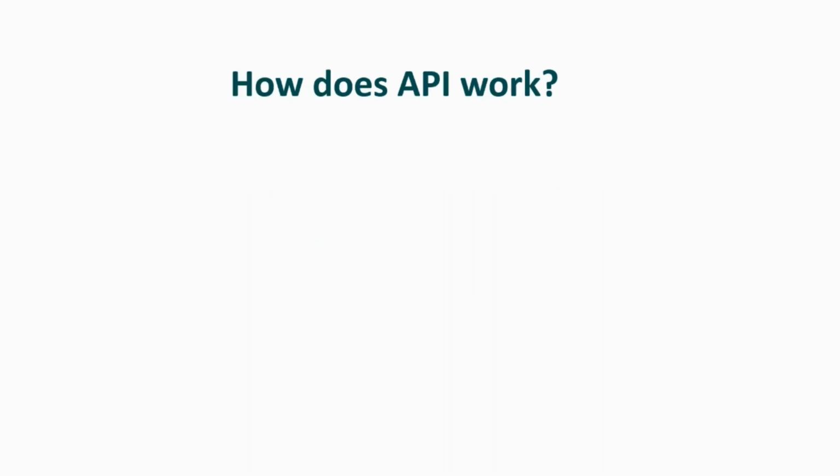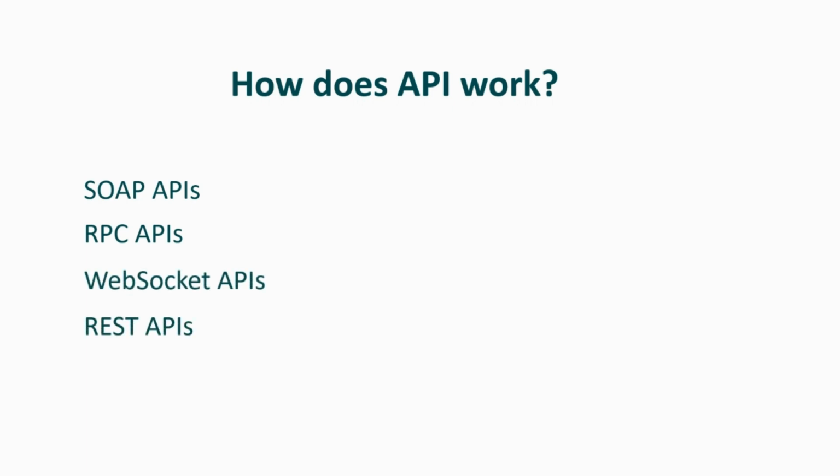Now let's move on to another topic and understand how does API work. API works on client server architecture. The application sending request is called as a client and the application sending response is called as a server. Basically, there are four different ways that API can work. Those are SOAP API, RPC APIs, WebSocket APIs, and REST APIs. Let's discuss these APIs one by one and understand how they work.